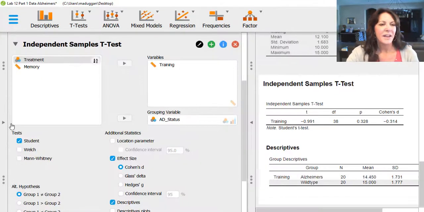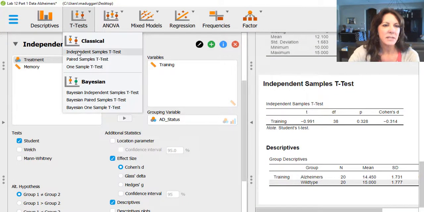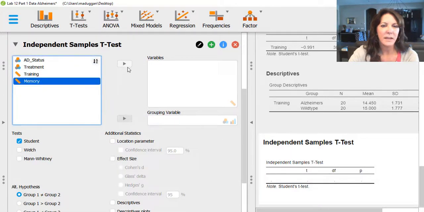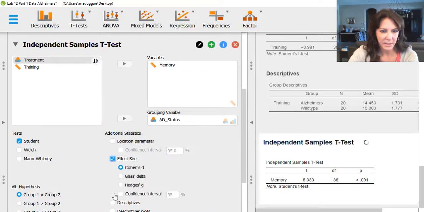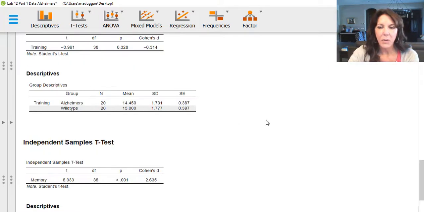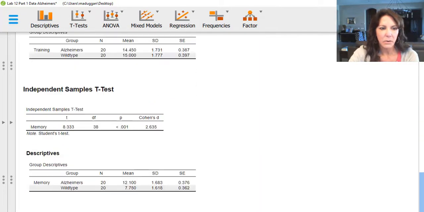Okay. Now we're being asked to do another independent samples t-test, and this time we're going to put memory in the variables box and Alzheimer's status in the grouping variable. I'll click on effect size and descriptives again. And now I come back and I see, okay, well, now we have a t of 8.33. If you can imagine the t distribution, you know where that 8 would be. The p is less than 0.001 and Cohen's d is 2.635. I'm not going to give away the store, but think about this. What does this say about the difference in memory scores between Alzheimer's and wild type mice?